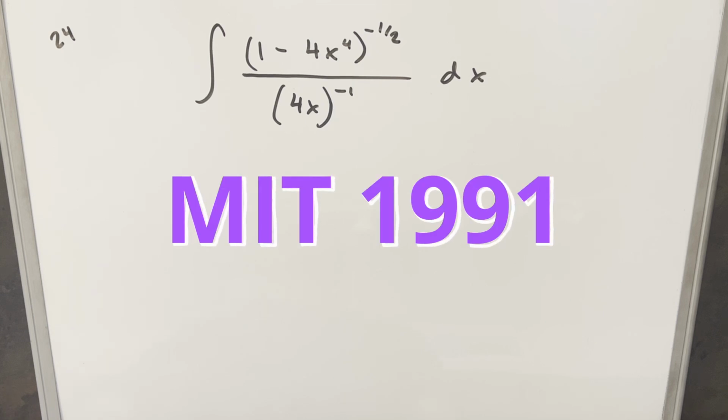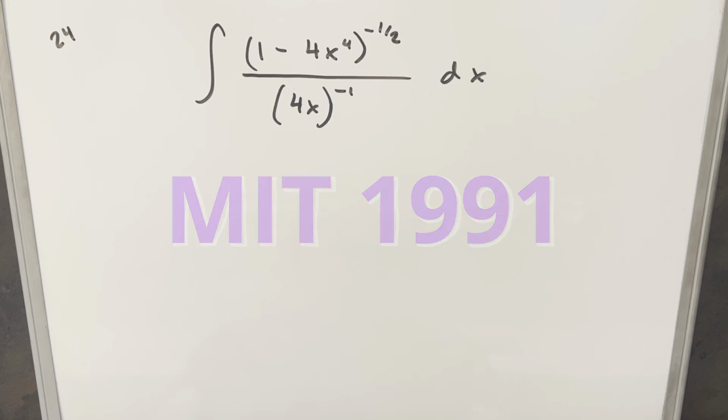Okay, we have here today another integral from the MIT Integration Bee 1991. This one's problem 24. We have the integral of (1 minus 4x to the fourth) to the minus 1/2 power over 4x to the minus 1 power dx.